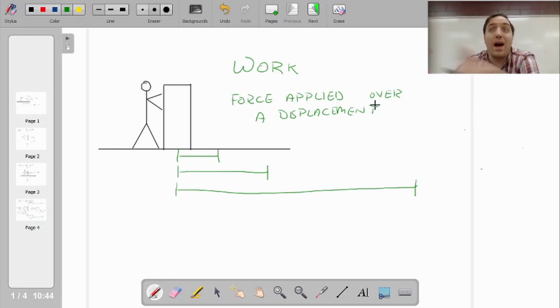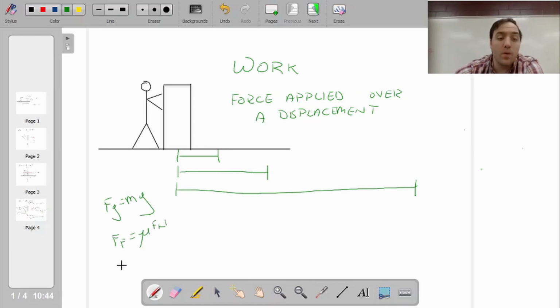Let's talk about how we can calculate this. We already know how to calculate force. We can either find it via numerical values or we can calculate it using one of our equations: mg for force of gravity, mu Fn for force of friction, or we could use the sum of all forces to get pretty much anything else. But what do we do for work?